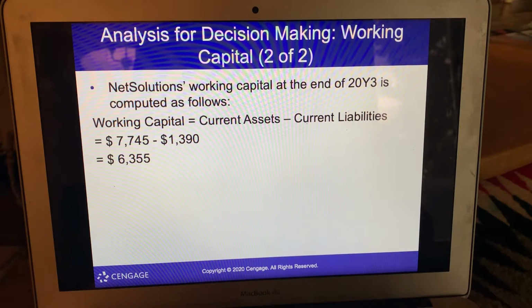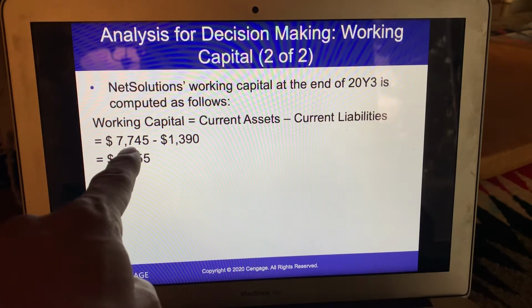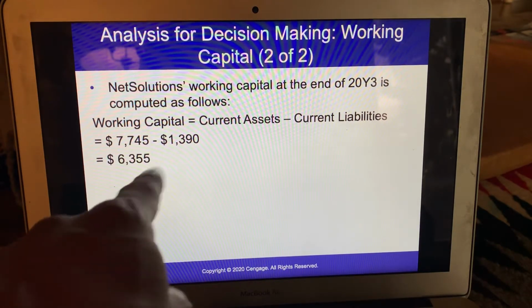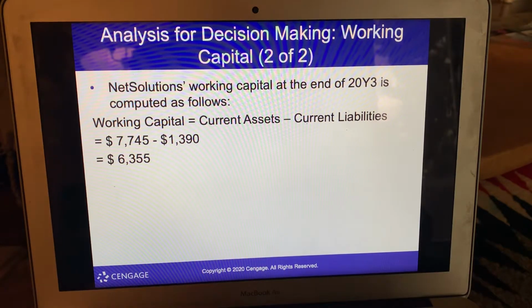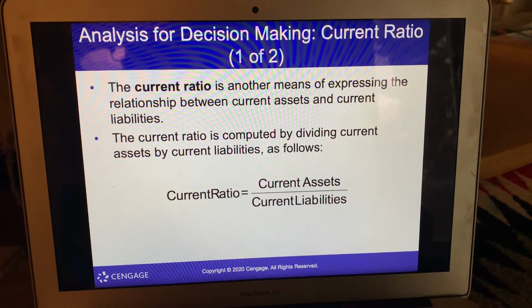Now, for example, we took our current assets of 7,745 minus 1,390 equals 6,355. So that number shows our current assets minus our current liabilities. That's one important thing that we look at whenever we look at a balance sheet. So the current ratio is current assets over current liabilities. Okay, and so that's the current ratio.